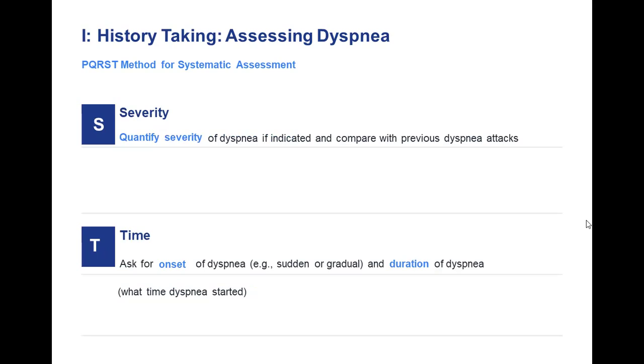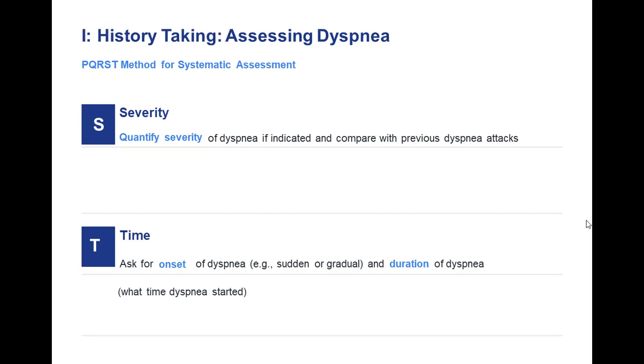Continuing our PQRST assessment for dyspnea, S stands for severity. You need to quantify the severity. Use a subjective scale like a 1 to 10 rating, or a functional scale like asking if they can walk across the room or speak a full sentence. Always compare the current severity to previous attacks. Is this the worst they have ever experienced? Are they better or worse than yesterday? This trend data is often more important than the absolute number.